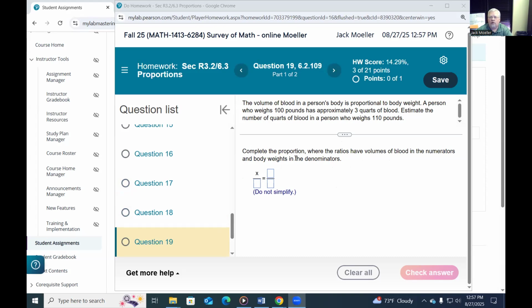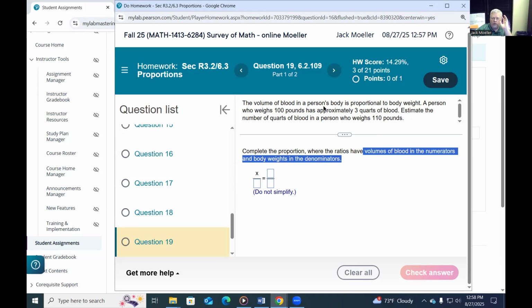And they are very specific on what they want in the numerator and denominator. So it says where the ratios have volumes of blood in the numerator. So in the top is the volume, and then the body weights are in the denominators. Estimate the number of quarts of blood. We don't know the quarts of blood, so we don't know the volume. That's why X is on top. Now let's start with the first fraction, which in this case is on the right. We have a person who weighs 100 pounds with approximately 3 quarts of blood.